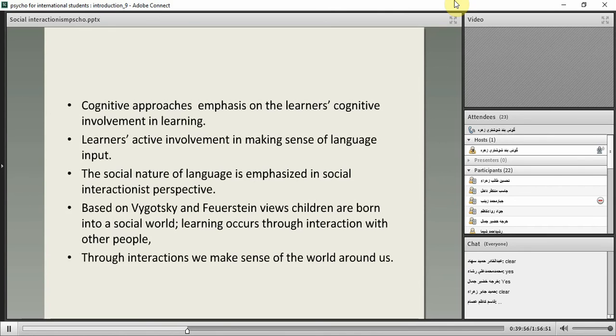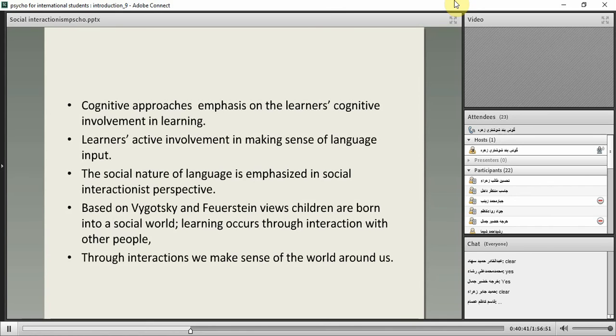Two major figures in relation to interactionism are Vygotsky, or the Vygotskian school of thought, and also Feuerstein, who view children as social beings, as humans are social beings. Okay? They are born into a social world, all right? And learning occurs not only through individual involvement, but through interaction with other people, right? This is a factor which cannot be ignored in learning and language learning.